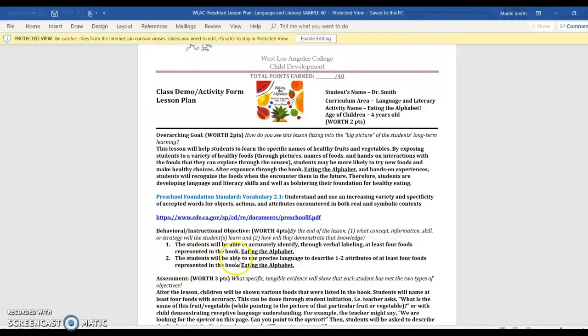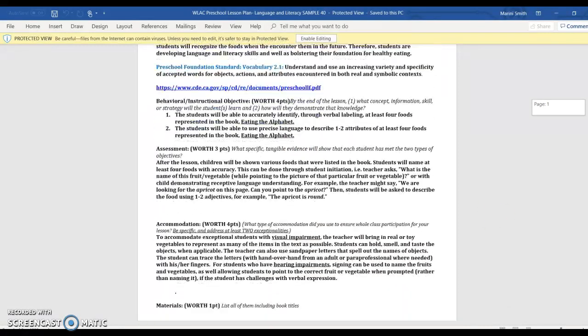The second one, the students will be able to use precise language. So again, very specific. We can observe a child using precise language to describe 1 to 2 attributes of at least 4 foods. So again, that's measurable. We can count that they are able to describe 1 to 2 attributes of at least 4 foods represented in the book. All right, now we're going to move on to the assessment part.